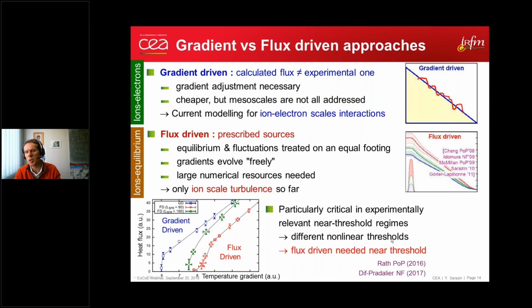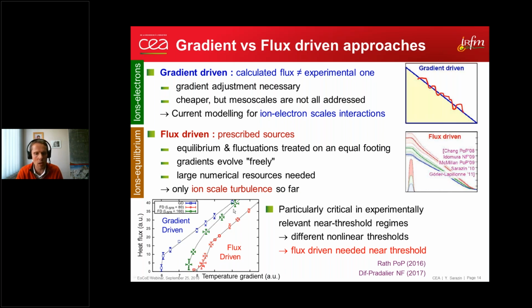So when turbulence develops close to the linear threshold, which we mentioned previously, or nonlinear threshold, actually those regimes are the ones in which the experiments take place. It appears that the gradients that we measure experimentally are fairly close to the nonlinear threshold.